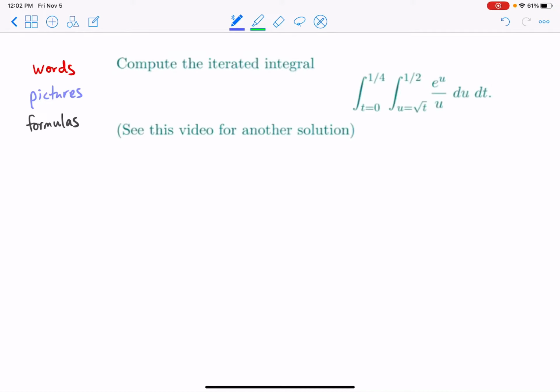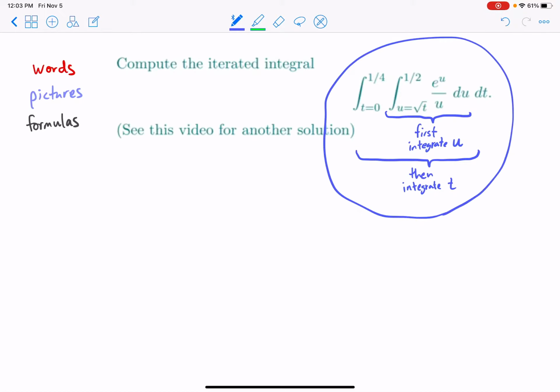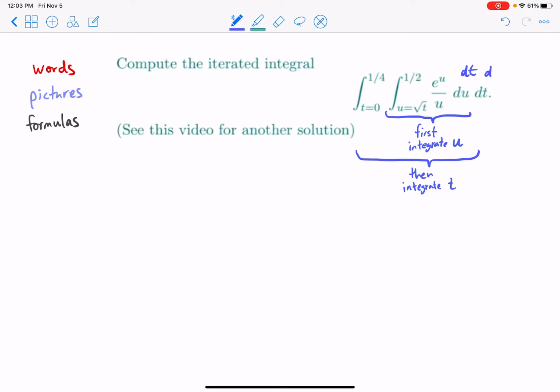Okay, hi everybody. So looking at this iterated integral, we see we first are integrating u, and then integrate t. And it turns out that this will be a bad way to do it. And so if we switch the order to first do dt and then du, we'll be able to do it much more easily. Okay? In fact, it's sort of impossible to do this one, in a sense.